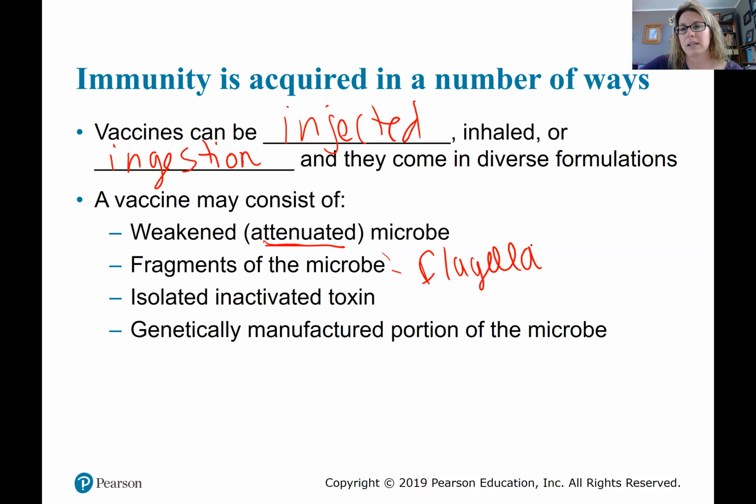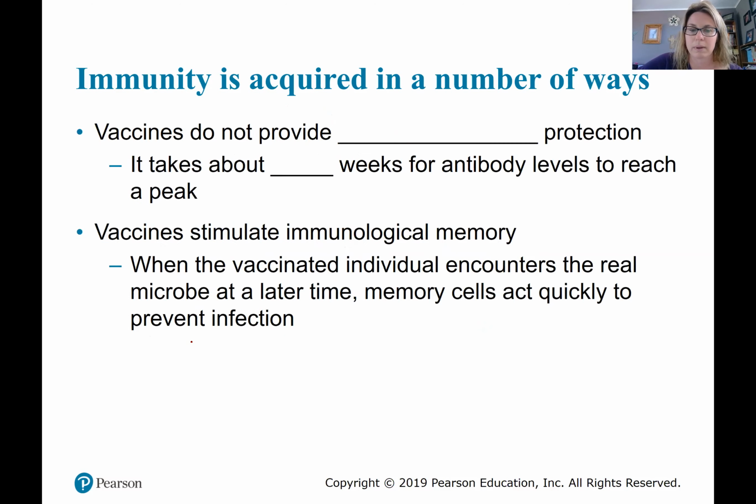For things like tetanus, botulism, and diphtheria that cause issues because of toxins, a vaccine might contain an inactivated toxin, a toxin that's not going to harm the cells but elicits that immune response, or genetically altered pieces of microbes. We'll talk about those here in just a little bit.